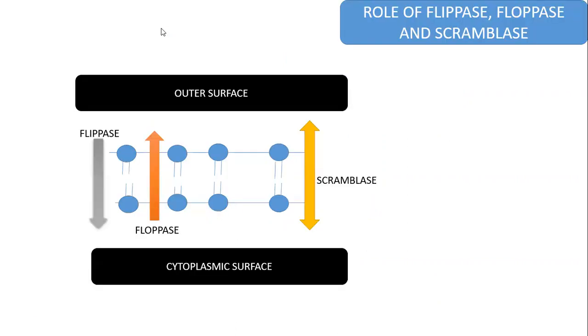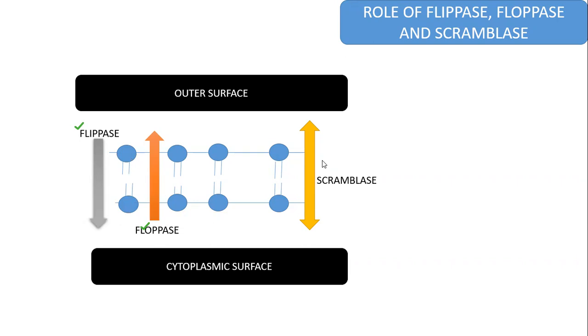Now, the two lipid layers do not remain stagnant in their respective positions. They always try to change their places. Sometimes a lipid molecule present on the outer surface goes towards the inner surface by the enzyme called flippase. The reverse is also observed, where a lipid molecule on the inner, cytoplasmic surface goes towards the outer surface. This is done by an enzyme called floppase.